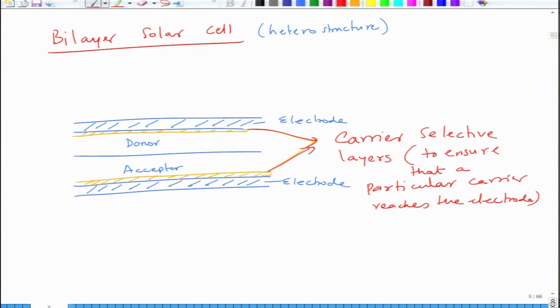Okay. So these devices generally, what happens here is you provide a junction in between. This is the junction, this is the interface. So you create excitons, excitons move. Generally the absorbing material in this case is the donor. Okay. Donor is the photoactive layer in most cases.